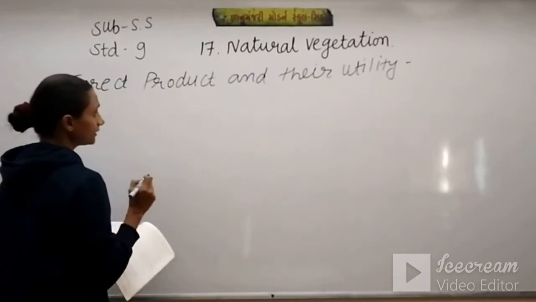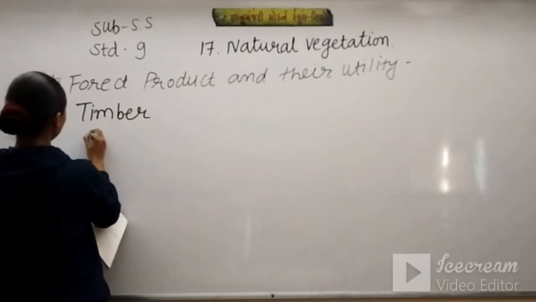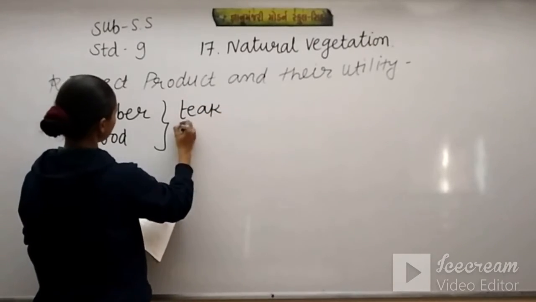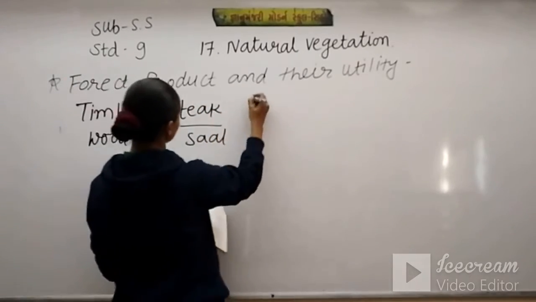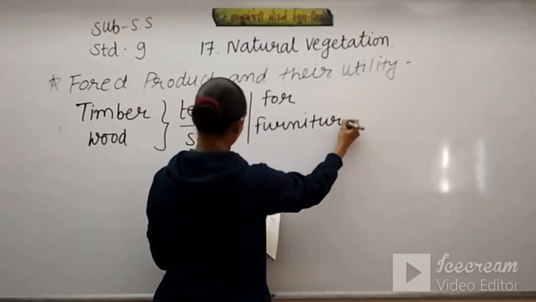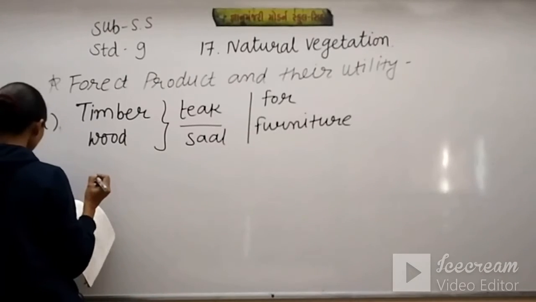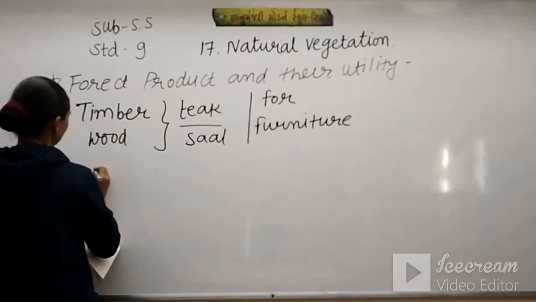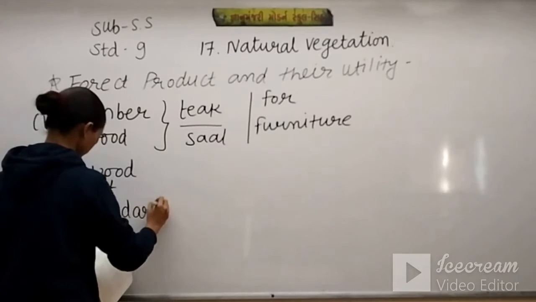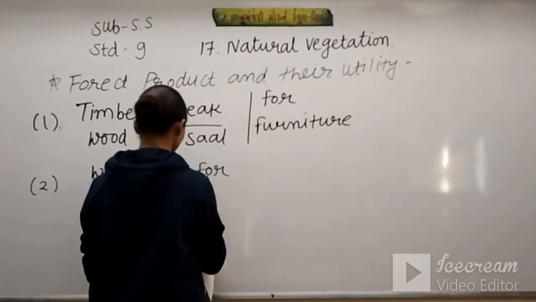Let me classify it. First, timber wood from teak and sal for furniture. Secondly, wood of Sundari for boats.